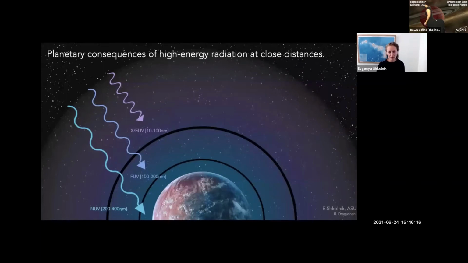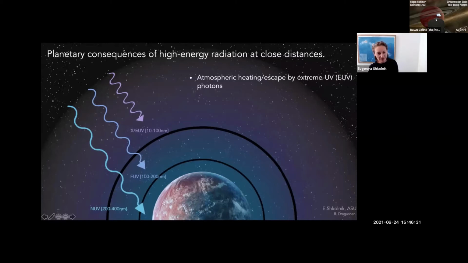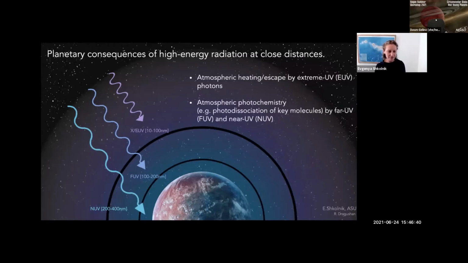Now for M-stars, the habitable zone is very close. For Proxima b, it's only 10 stellar radii away from its host star, which is very different than our comfortable 1 astronomical unit location from our sun. So at these distances, the atmospheric heating and escape by the extreme UV photons is certainly something we have to keep in mind and understand better if we want to understand the evolution of the primordial atmosphere and the secondary atmosphere of the exoplanets.